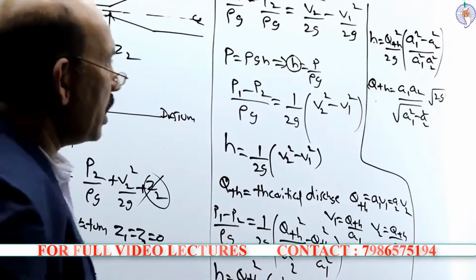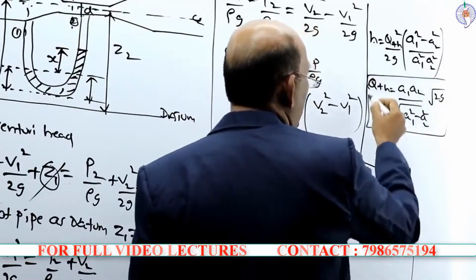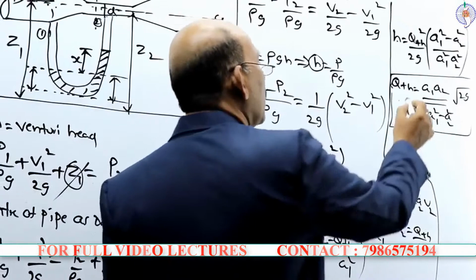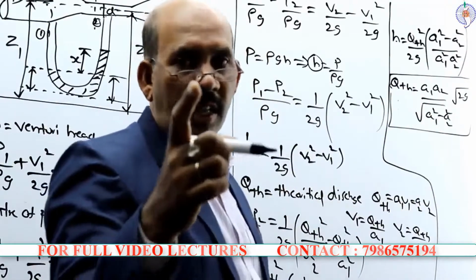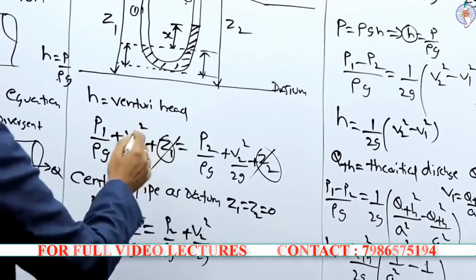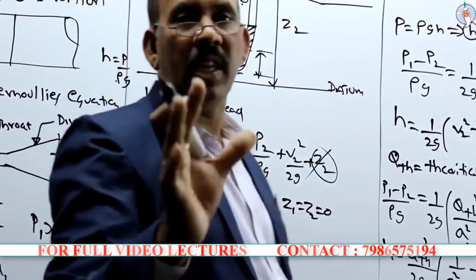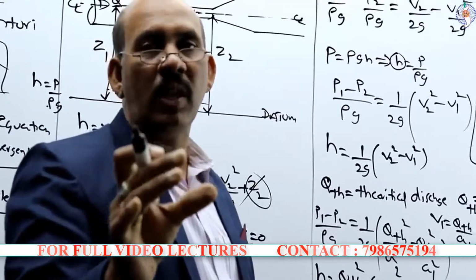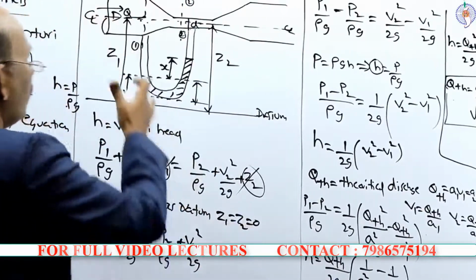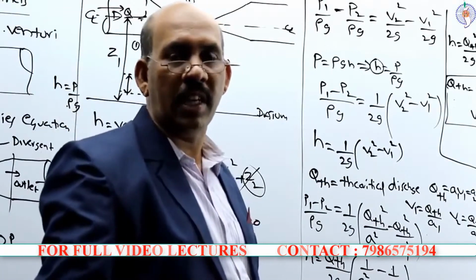Now we can see this particular value. This is the equation for calculating the discharge through the Venturi meter. But I mentioned here the Q theoretical discharge, since I have not considered any losses here. So whatever discharge we say is a theoretical discharge, but the actual discharge is always less than the theoretical discharge, because there is always a loss between the 2 points. This loss I have not considered initially.